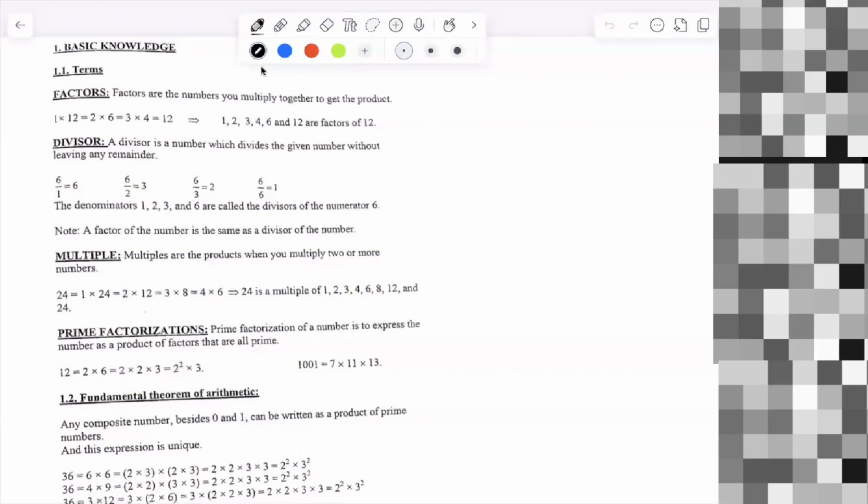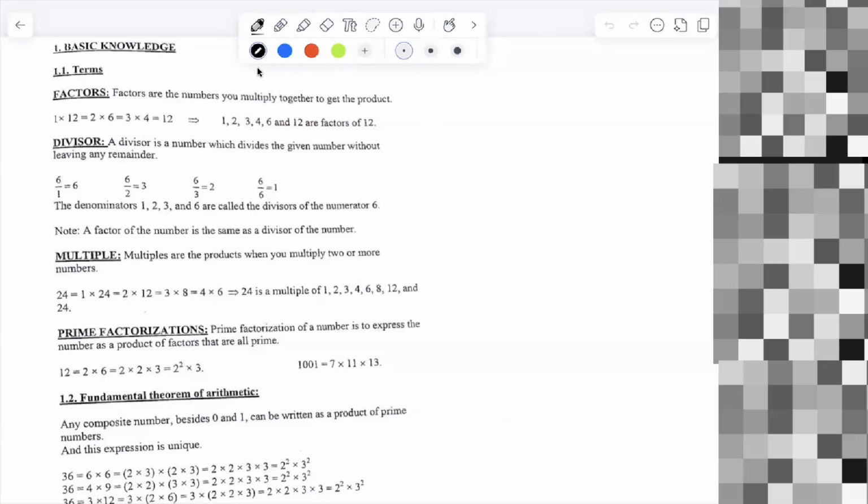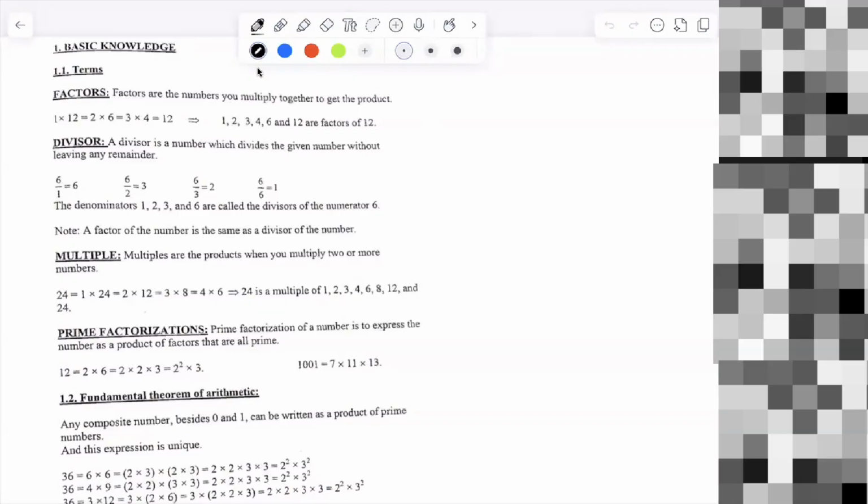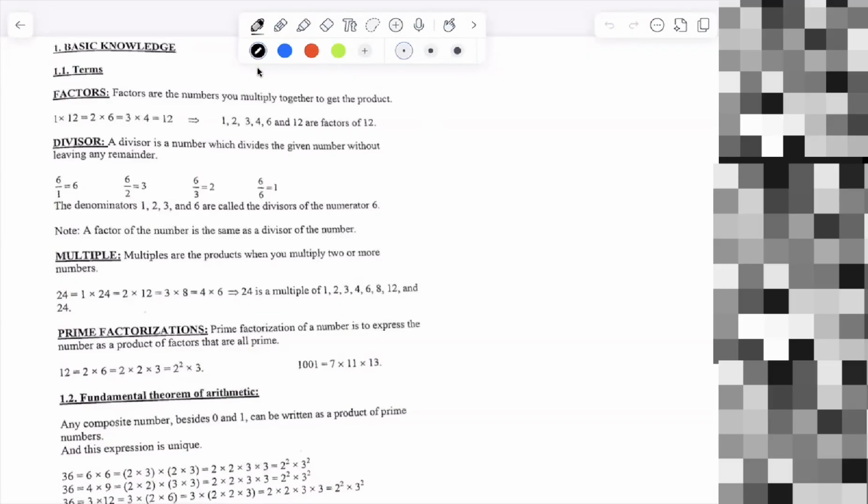Hi guys, welcome to today's class. Today we're gonna do a new chapter. It's factorization. So let's get started with this.